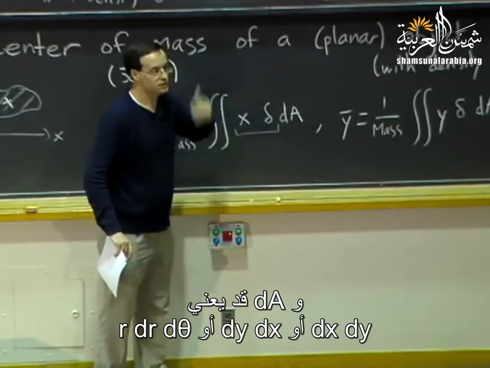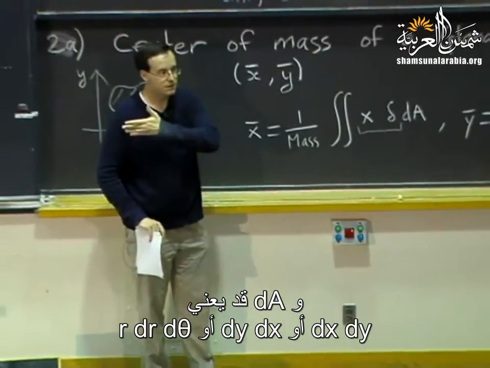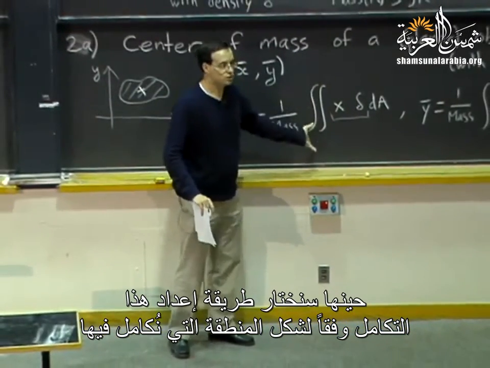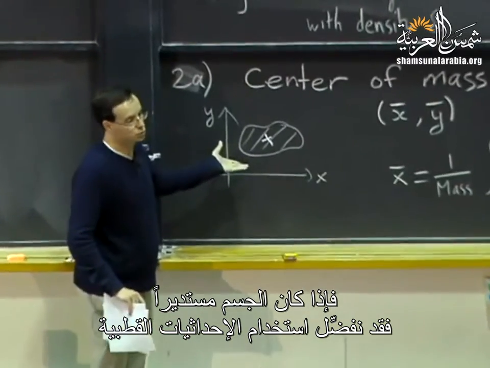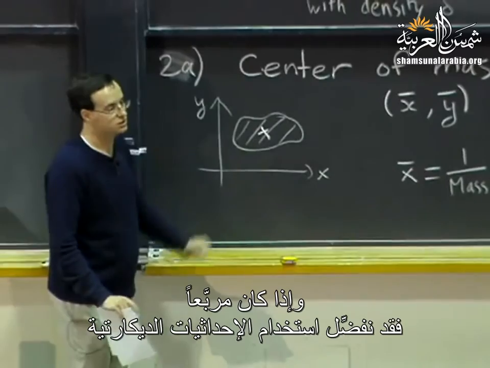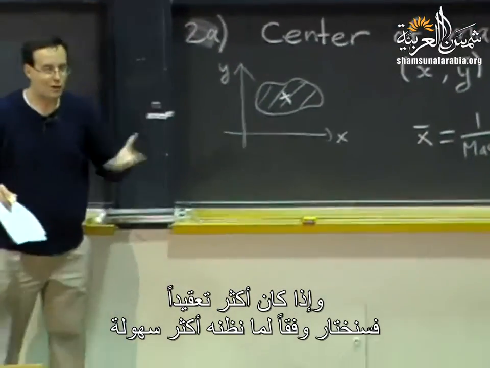And dA could mean dx dy, could mean dy dx, could mean r dr d theta. I will choose how to set it up depending maybe on the shape of the region. If my solid is going to be round, then I might want to use polar coordinates. If it's a square, I might want to use xy coordinates. If it's more complicated, well, I will choose depending on how I feel about it.